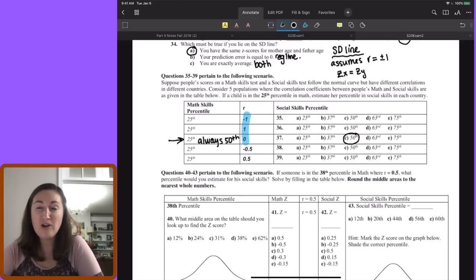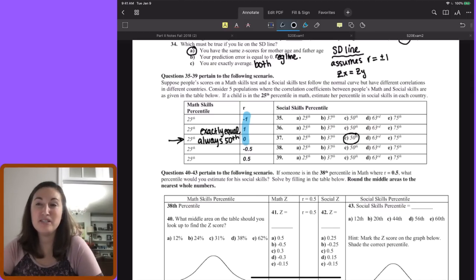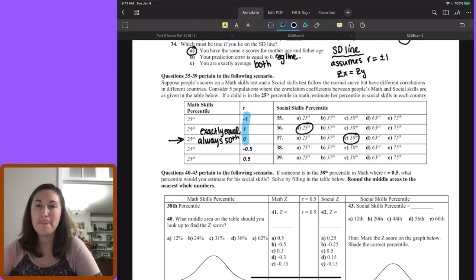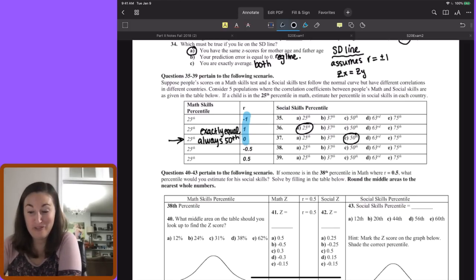For positive 1, if R is positive 1, that means there's a perfect correlation. And if there's a perfect correlation, then your percentiles are going to be exactly equal, because you're going to find your z-score for the 25th percentile and multiply it by 1, and then you get the same z-score, so you have the same percentile. So if you're in the 25th percentile for math and there's a perfect correlation, you are in the 25th percentile for social skills. So here I'm just trying to make my life easier without doing a bunch of work for this question.